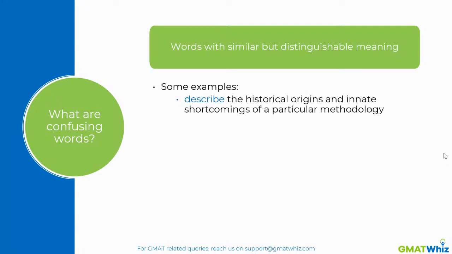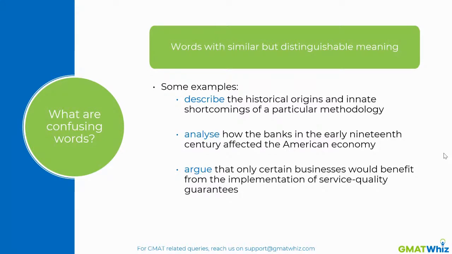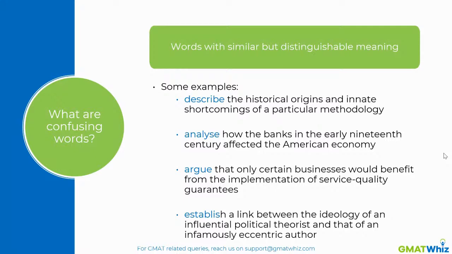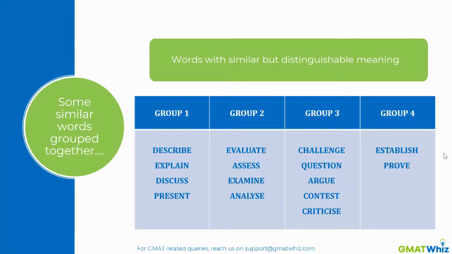If you look at some of the answer choices that I've taken from actual OG questions, you have words like describe the historical origin, analyze, argue, establish, and so on and so forth. So these are what we refer to as confusing words. And the confusion really isn't among all the words. We have taken up some very commonly used words in main point questions, purpose questions, and function questions. And these are the groupings we've done.